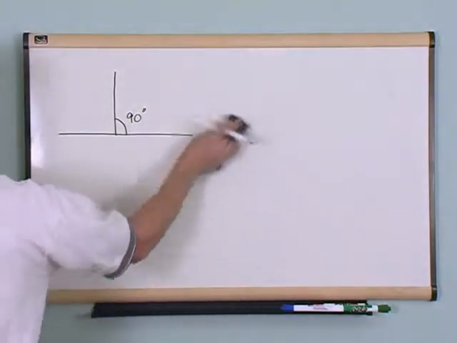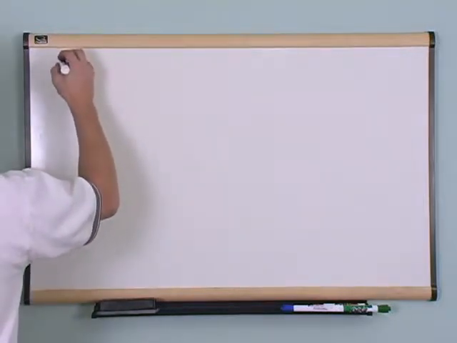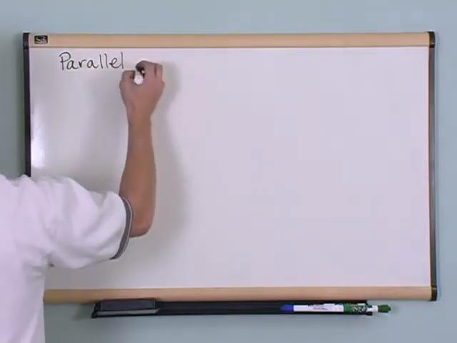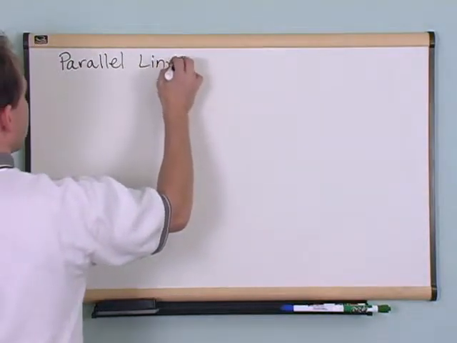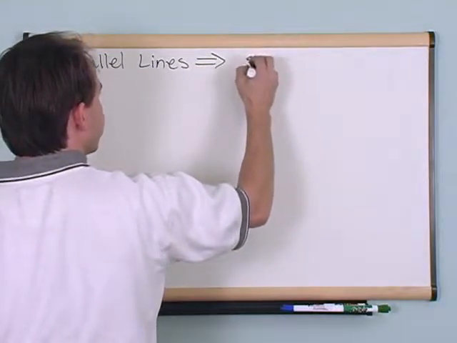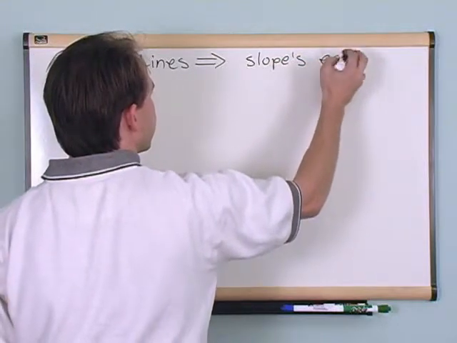But the questions they're going to ask you, they're not going to be drawing any pictures for you, and they're not going to say, hey, tell me if these lines are parallel or perpendicular. They're going to give you a few equations, and you're going to have to figure it out. So, remember this. For parallel lines, that means the slopes are equal.